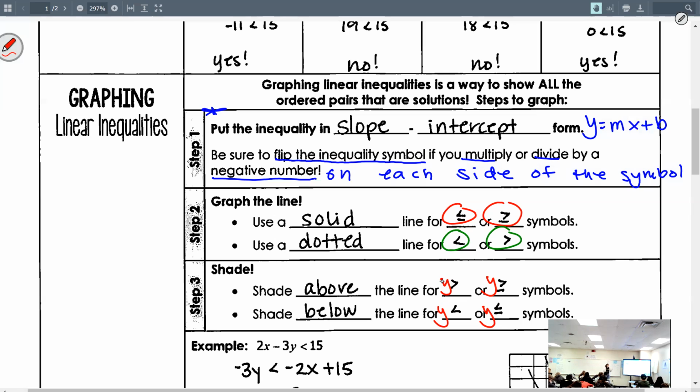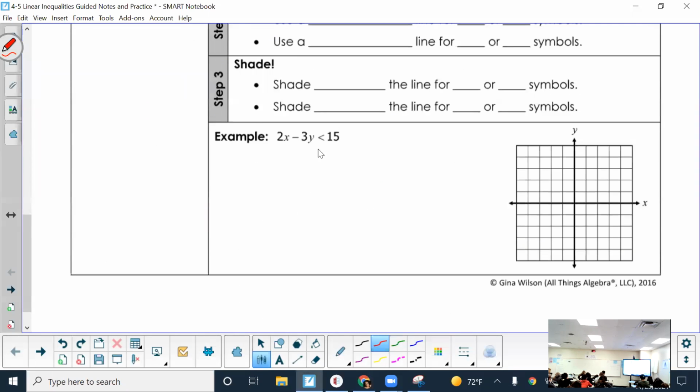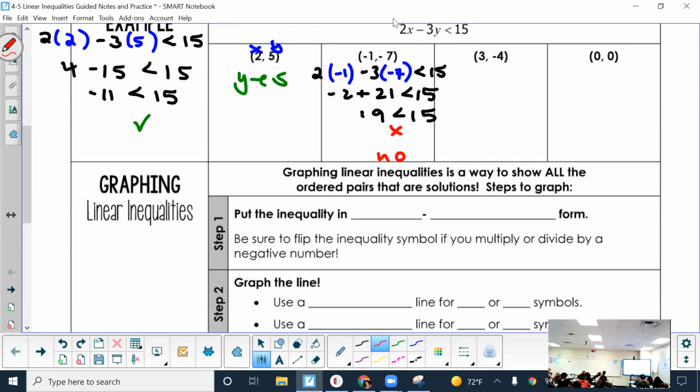Don't put the example in yet. We're going to do that together. Make sure you have all the blanks filled. All right, so example. Flipping to the other one now. Notice it's the same one that we had up here when we did it algebraically.